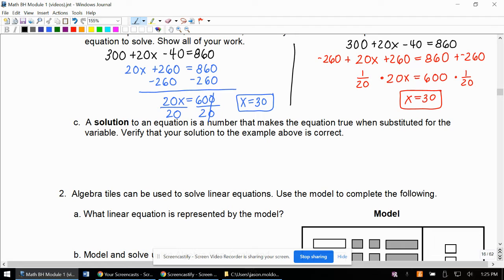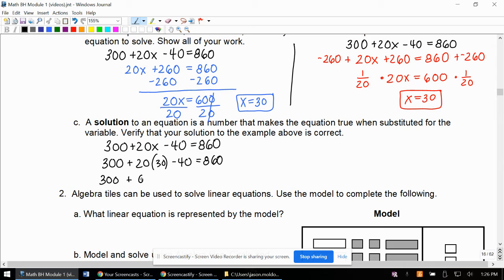Part C, a solution to an equation is a number that makes the equation true when substituted for the variable. Verify that your solution to the example above is correct. We're going to take the original equation with no modifications. We're going to plug in 30. And now we're just going to number crunch.